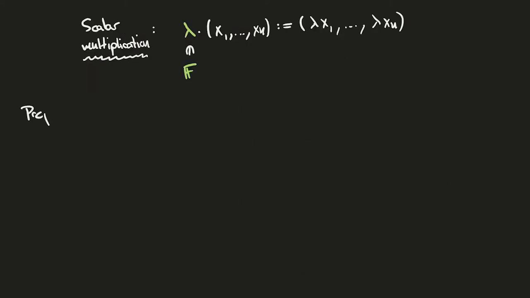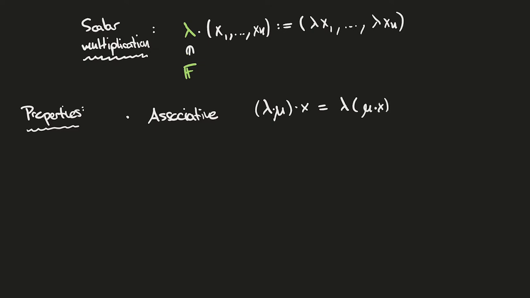Next, we summarize the properties of scalar multiplication. So first, scalar multiplication is also associative. This means that lambda times mu times x equals lambda times mu times x. This holds for all lambda and mu in F and for all x in Fn.